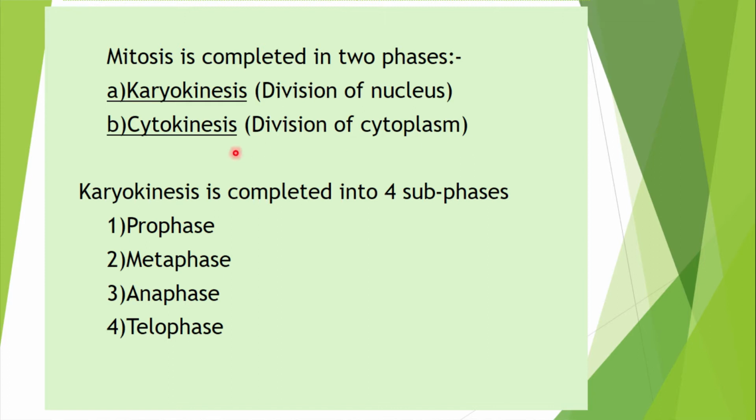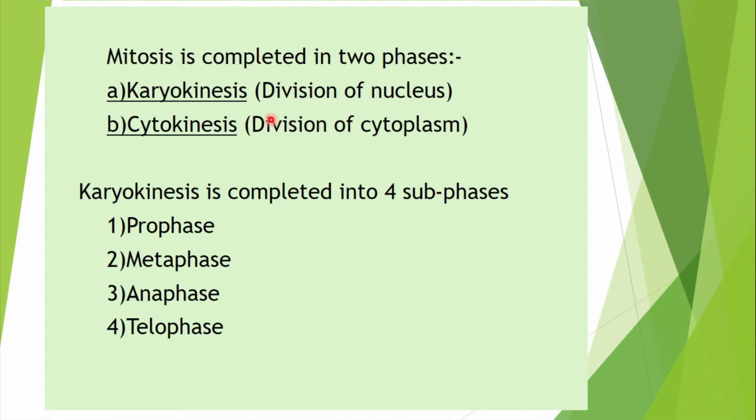Next, mitosis is completed in two phases. The first one is karyokinesis and the other one is cytokinesis. Karyon means nucleus and kinesis means division. In the same way, cyto means cytoplasm and kinesis means division. So karyokinesis means division of nucleus and cytokinesis means division of cytoplasm.